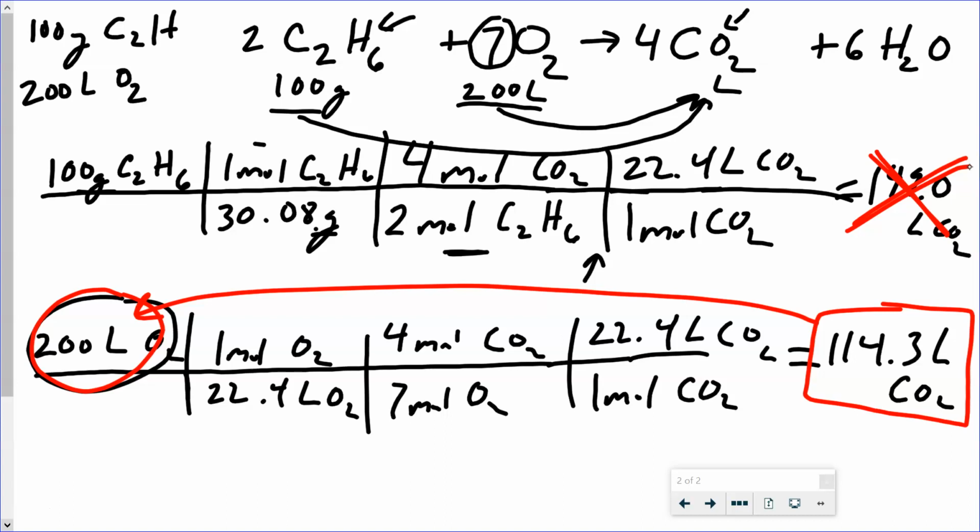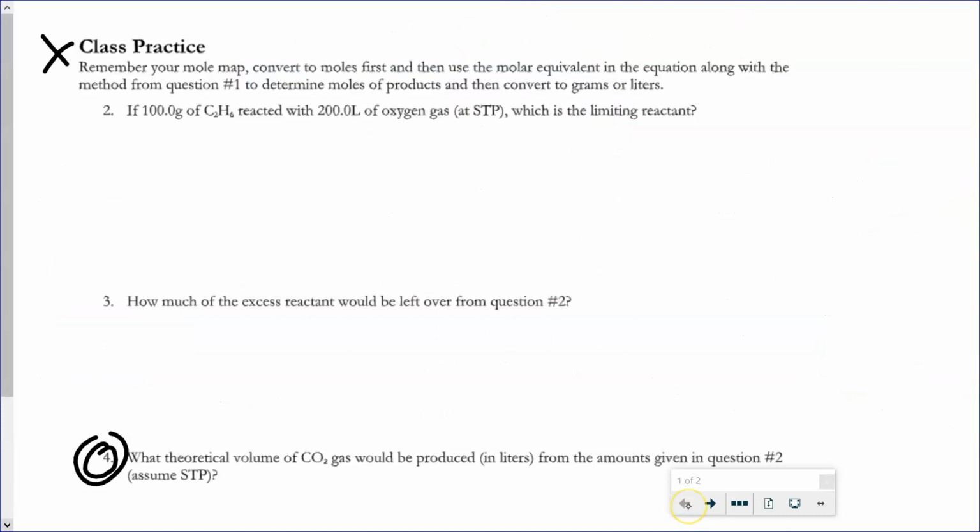So now we've determined, because this is the least amount of product, that oxygen gas, this right here, is our limiting reactant. Now, what does that mean about the 100 grams of C2H6? That means this is our excess reactant. So I'm going to abbreviate that ER for excess reactant. Now, if we go back to the question, number 4 says what theoretical volume of CO2 gas would be produced in liters from the amounts given. Now, we already solved for that.